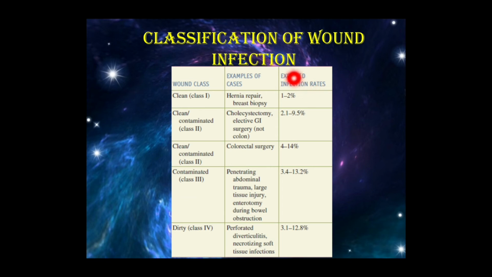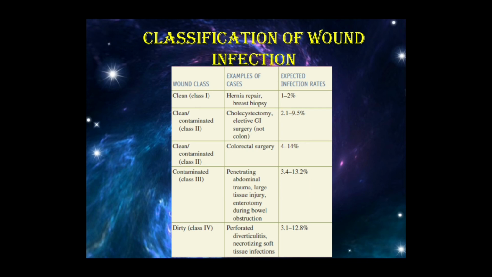The right column shows the percentage of wound infection in different classes of surgery. This percentage is very important to understand, because it has been asked plenty of times in multiple choice questions, and it can be asked in the form of class 3, what is the percentage of infection.